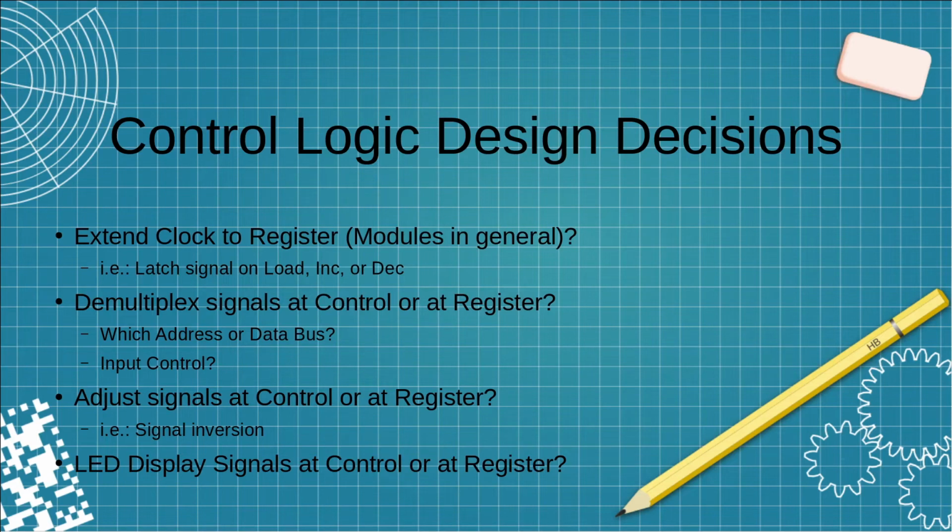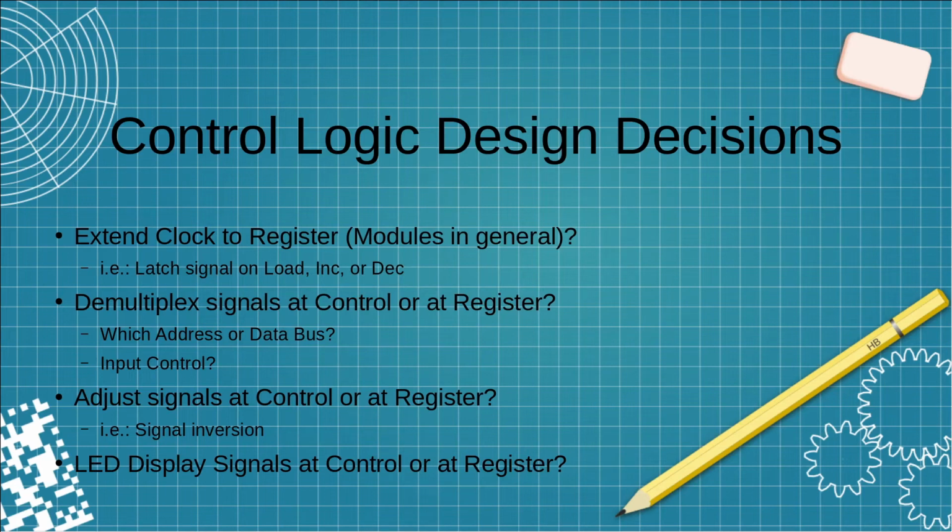Do I want to adjust signals at the controller, at the register, or at the module, and more globally, such as signal inversion? If there is something that we want to have happen at a low signal or on a falling edge, but the register itself requires that it be a rising edge operation, do we want to invert that signal at the controller or at the register? My opinion on this is that I want to keep the register as native as possible, or each module as native as possible. Meaning, if I have to make a decision to adjust something, I don't want to do it at the register. I'd rather do it at control.